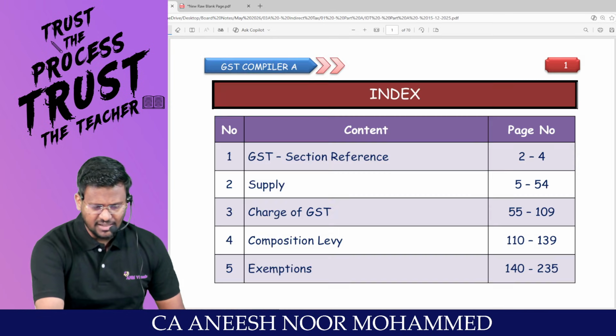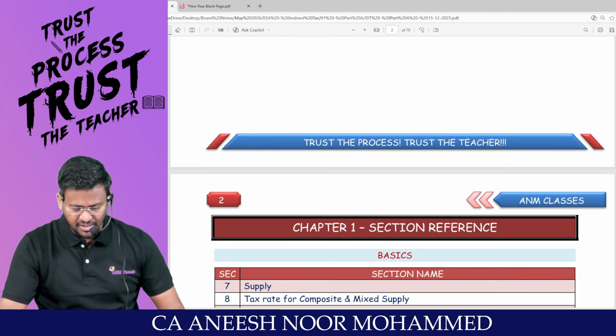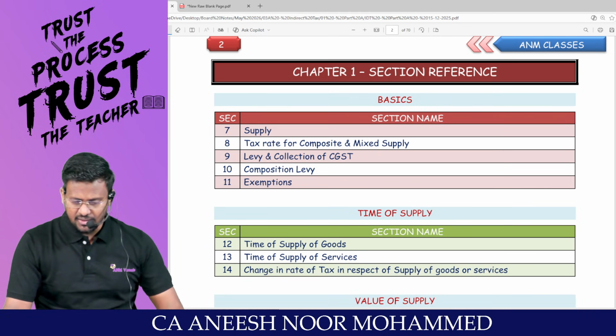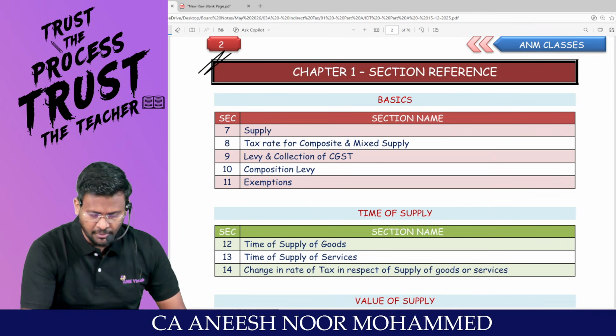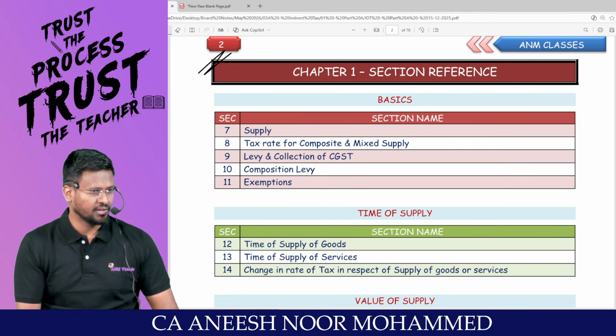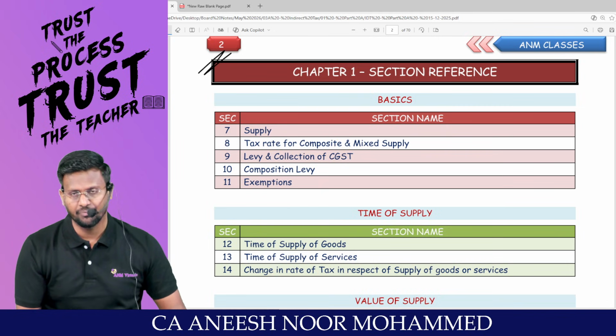In the first class, what we are going to study is the structure of GST. That means the section numbers we'll be discussing, my dear lovable students. Section 7 talks about supply.